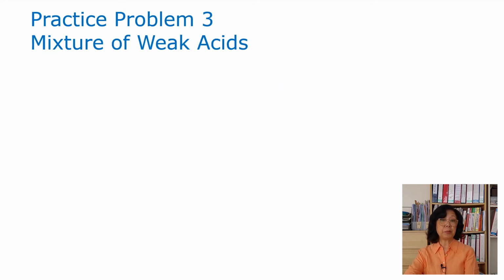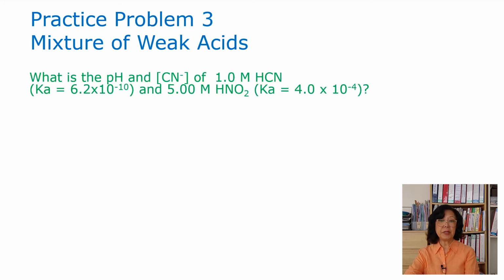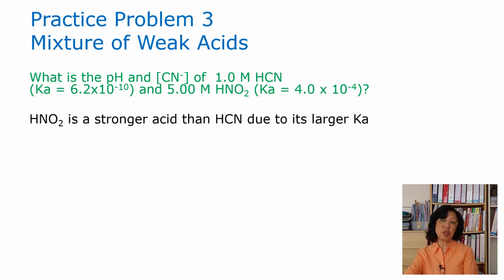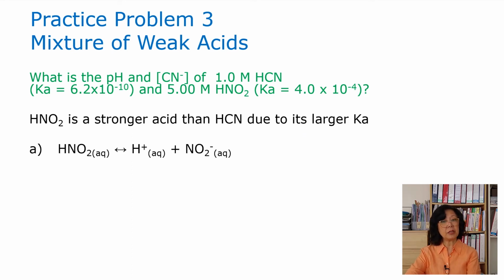For practice problem number 3, now we have a mixture of weak acids. Supposedly, we have HCN 1 molar and 5 molar HNO2, each one with a different Ka value. What will be the pH of the resulting mixture? Because HNO2 is a stronger acid than HCN because it has a larger Ka, we'll now dissociate the HNO2 first.